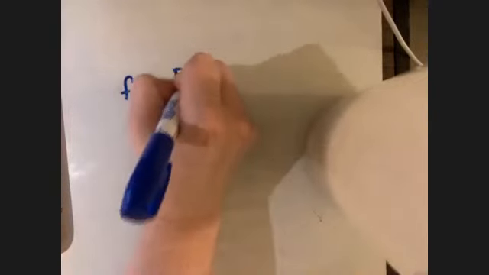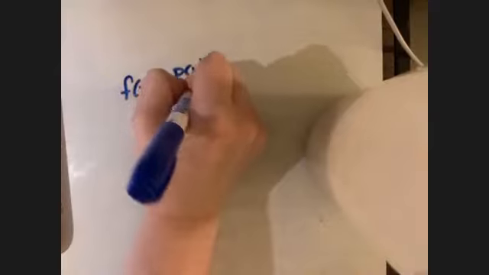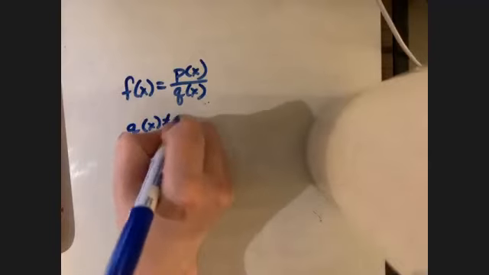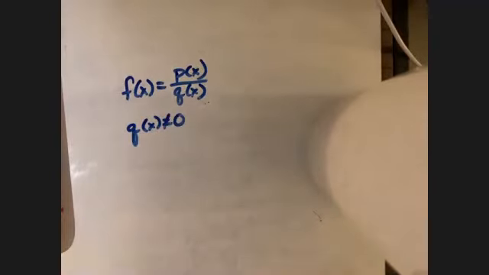Okay, we're going to look at section 3.5. This is our rational function section. So first off, rational functions are in the format P of X over Q of X, and we do have to make sure that we don't let P of X or Q of X equal 0. We're not allowed to divide by 0.